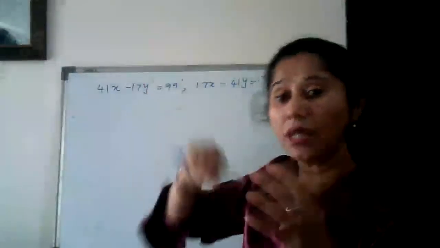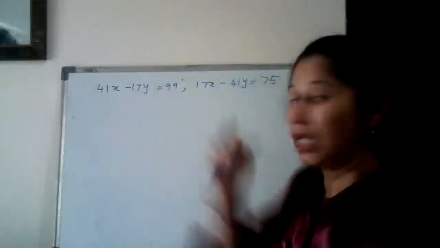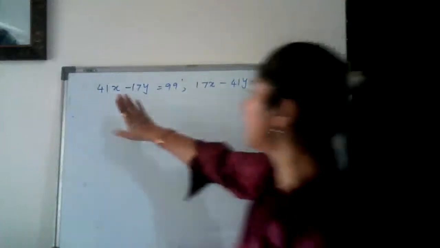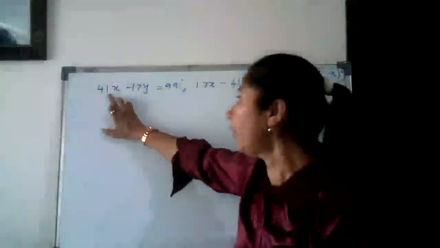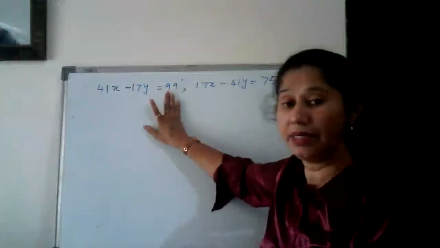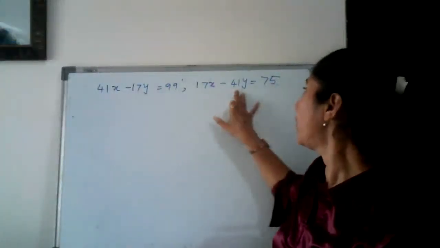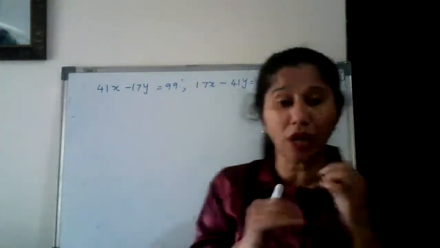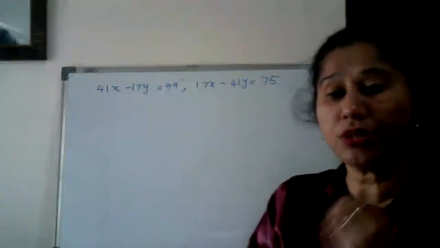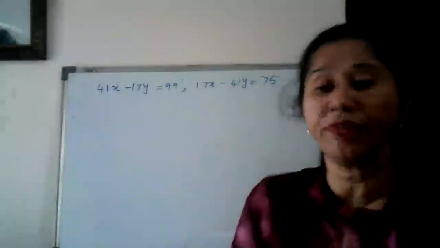Whenever you see the pattern of the question, I'll clear your doubts later, children, I'll definitely discuss with you. So you must have observed here, look at the question, please. 41x minus 17y is equal to 99. 17x minus 41y is equal to 75. Just look at the pattern. If you have observed, what does it say about the coefficients of x and y?